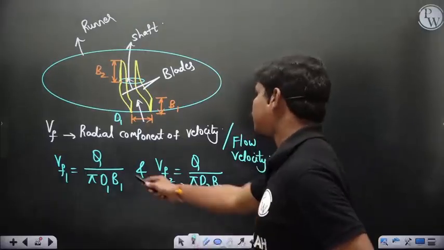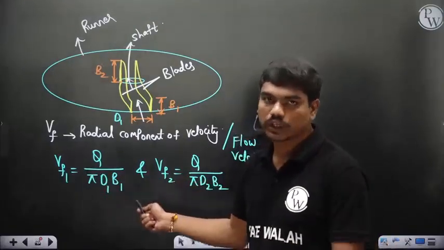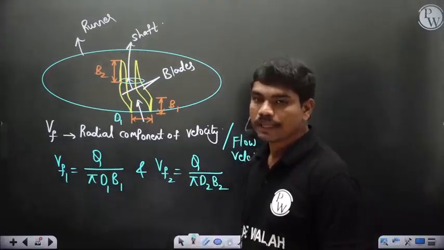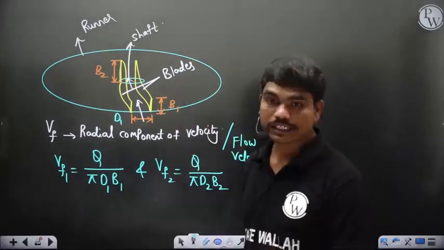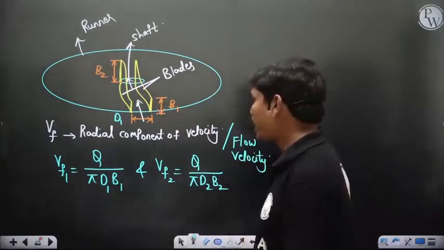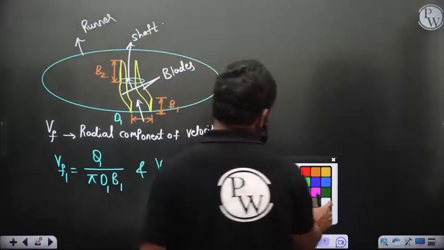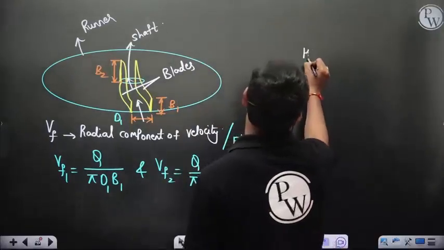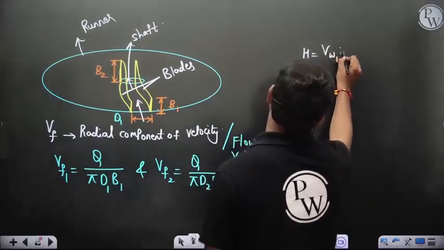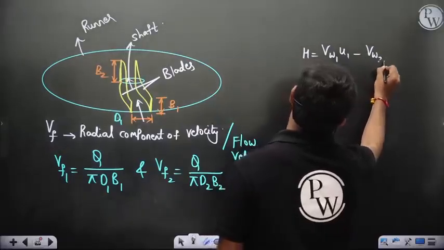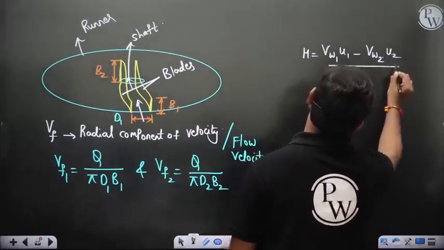So this is the velocity of the flow at the inlet, and this is the velocity of the flow at the outlet, of course. Let us take a blade and try to draw the velocity triangles for this. First of all, before doing that, H is equal to (Vw1 u1 minus Vw2 u2) by g.